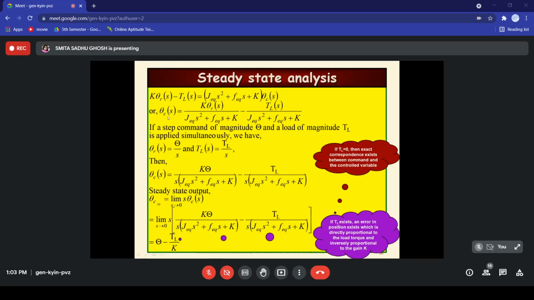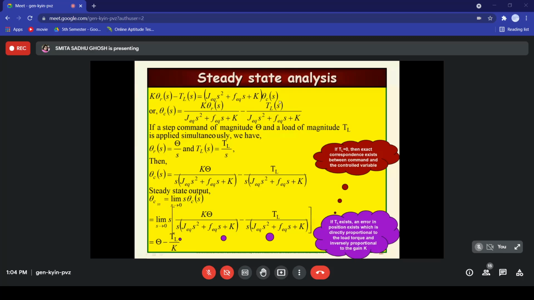So theta CS is equal to K theta RS by J equivalent S square plus F equivalent S plus K, minus TLS by J equivalent S square plus F equivalent S plus K. So theta CS is given by this. So you can see that the output is dependent both on the reference input, which is theta R, as well as the disturbance input, which is TL, right?